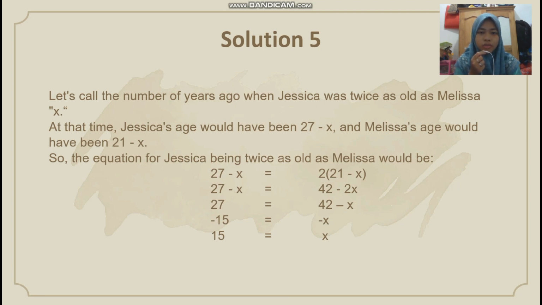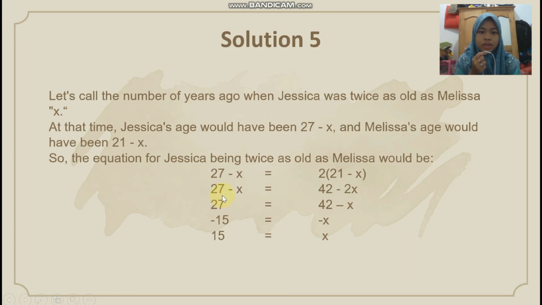So, the equation for Jessica being twice as old as Melissa would be 27 minus x equals 2 times 21 minus x. The 2 is there because Jessica was twice as old as Melissa. And 27 minus x equals 2 times 21, which is 42, minus 2 times x, which is negative 2x.